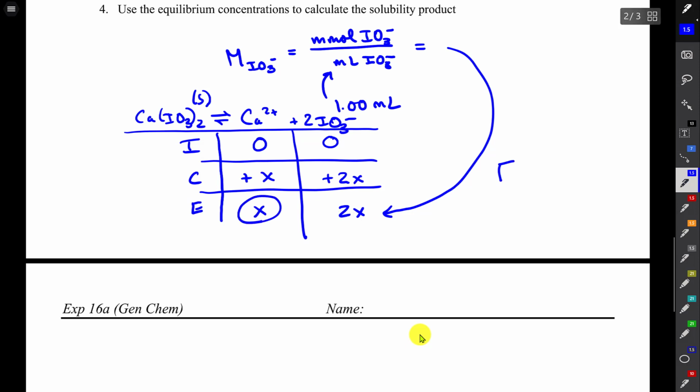So your solubility product, your Ksp, is equal to the concentration of calcium times the concentration of iodate squared, like that. All right, one last thing I want to say about this part of the experiment, because there's another part of the experiment, is that X is also often referred to as S in these problems because it reflects something called the molar solubility.